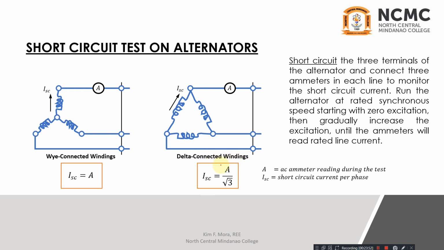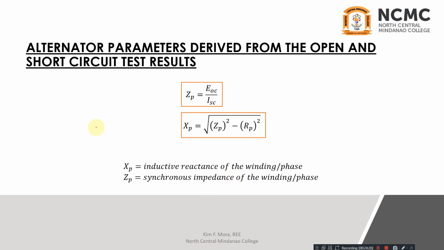So our short circuit current is equal to the ammeter reading divided by square root of 3. Okay? So we have covered resistance, voltage, and current. Next are the alternator parameters derived from the open and short circuit test results.